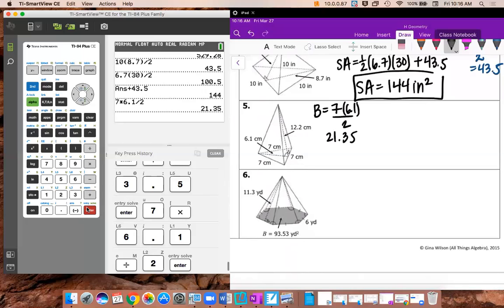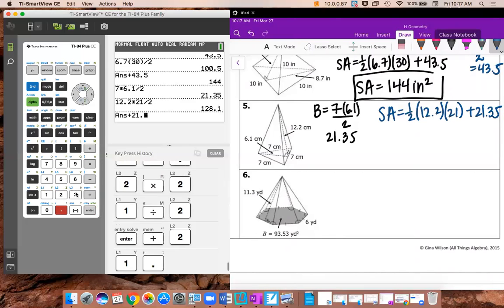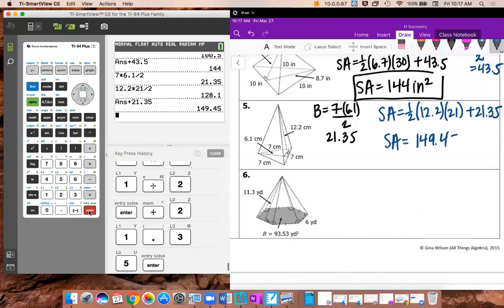And then I'm just going to plug it all into our surface area formula. So surface area equals 1/2 slant height, which in this case is the 12.2, times the perimeter, which is 7 times 3, so 21, plus the area of the base, which we got was 21.35. So now we're just going to plug all that in. So 12.2 times 21 divided by 2, so 128.1 plus 21.35. And then that gives us our total surface area is 149.45, and this one was centimeters squared.